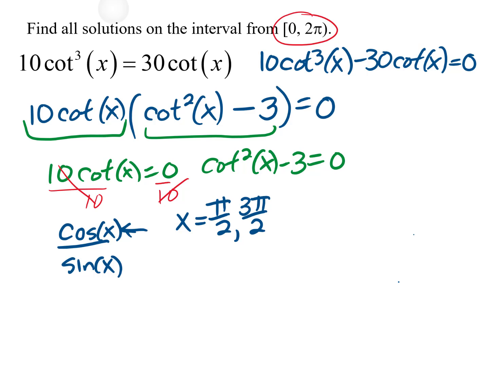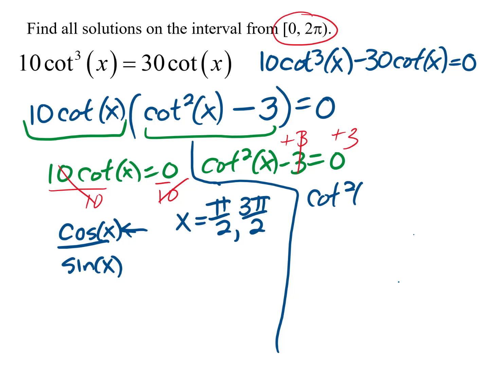Now let's look at the next equation. First of all, we'll add 3 to both sides because we're trying to isolate the cotangent. We want it to be the only thing on the side. So let me just mark off some room here so we don't get it mixed with what we had. So we have cotangent squared of x equals 3.